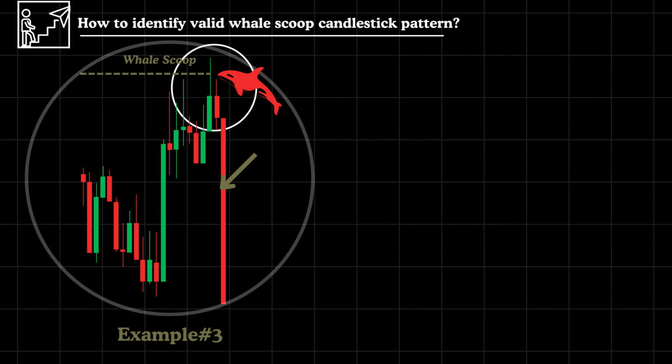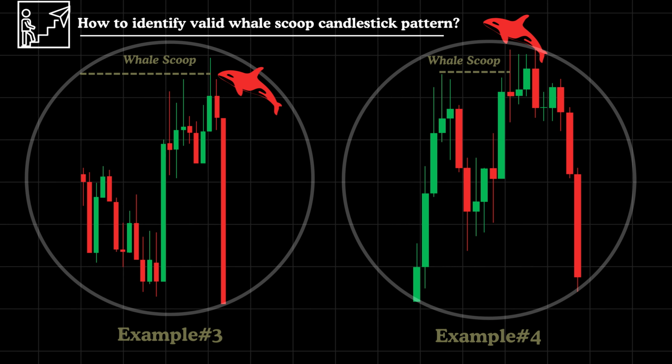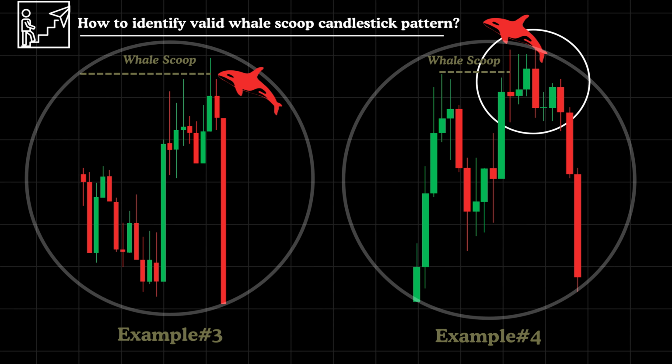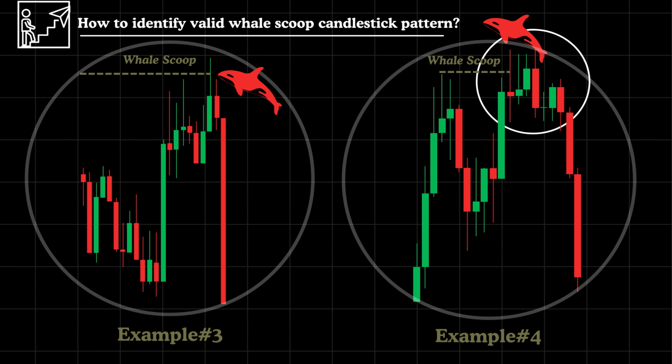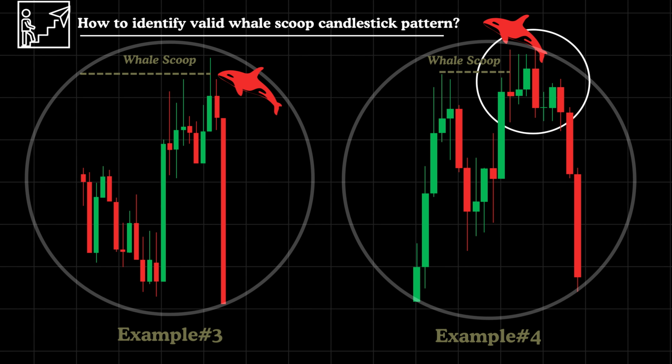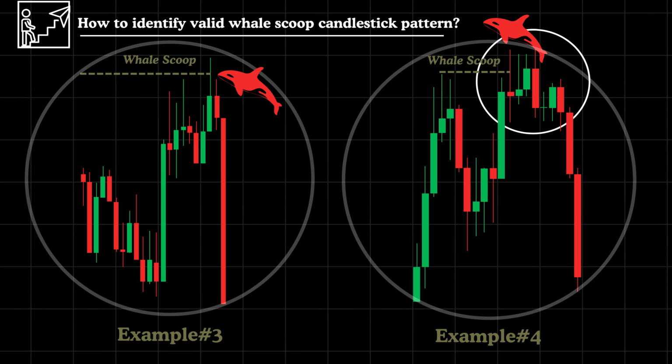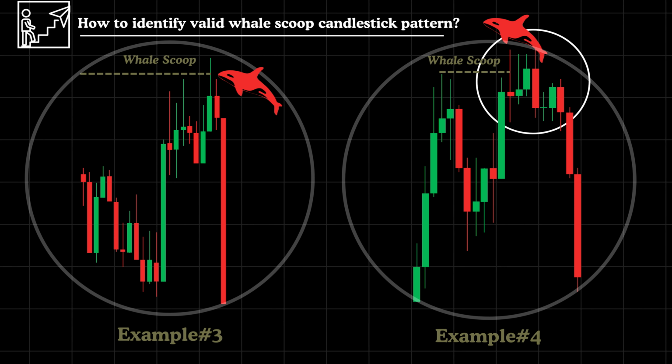In the final example, the price again clears liquidity above a known zone, then returns within the penetration candle's range. But instead of dropping instantly, price consolidates for a bit inside that range before continuing lower. Despite the pause, this scenario also qualifies as a valid whale scoop, since the core conditions are met. Now that we've covered multiple candlestick variations of the whale scoop, let's move forward and break down the entry techniques you can apply with this strategy.